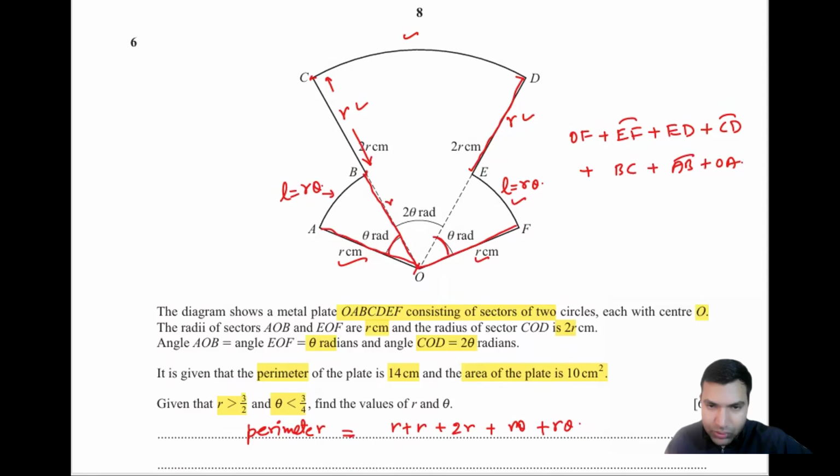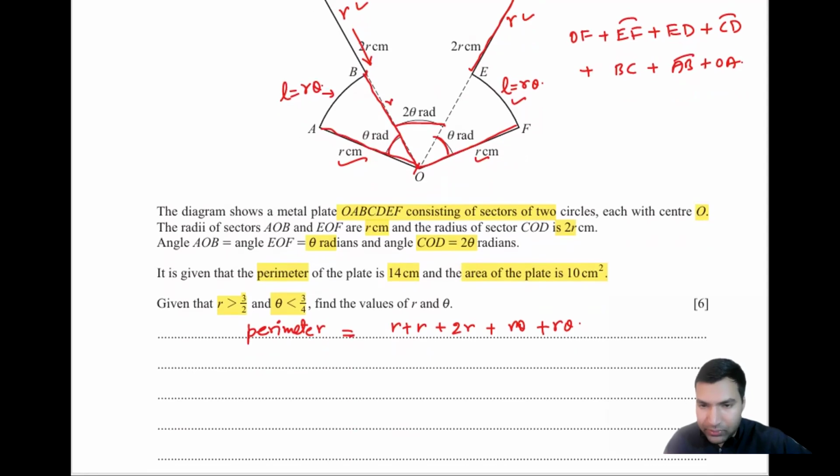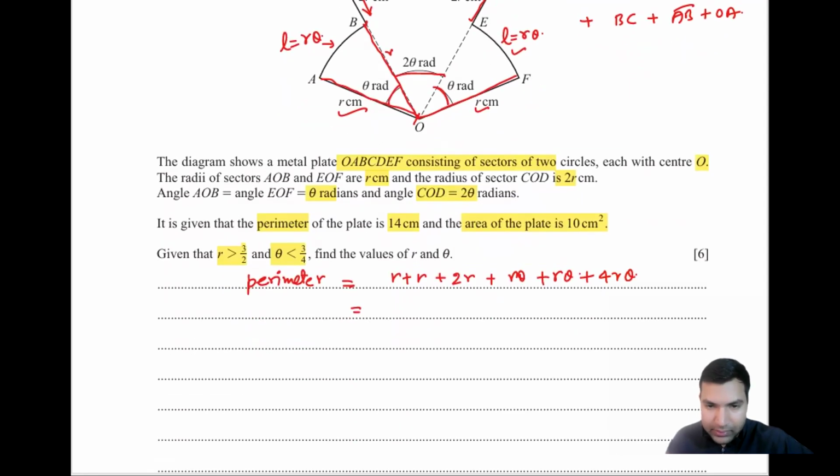The radius is 2R, so L is equal to 2R, and the theta is also 2 theta, isn't it? So multiplied by 2 theta, this becomes 4R theta. So let me add this as 4R theta. Now if I quickly add this up, I'll get 4R plus 6R theta, and this is equal to 14.